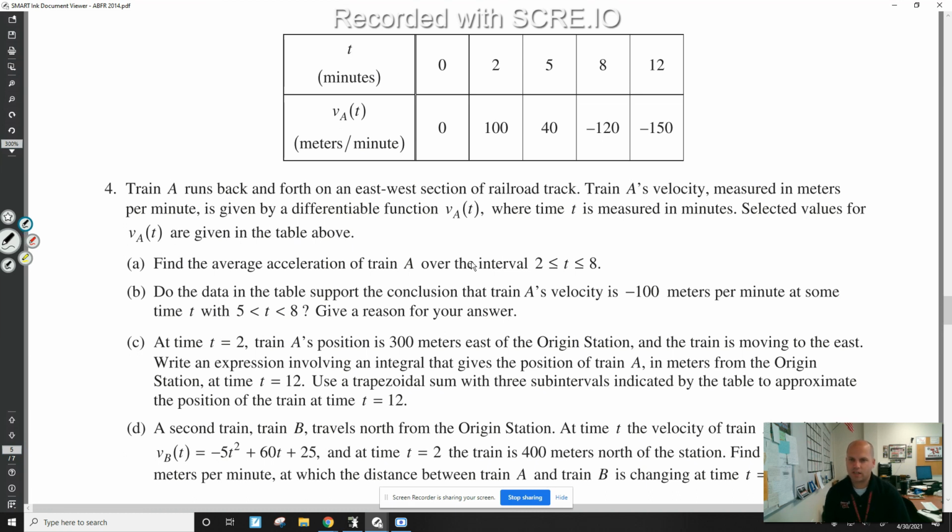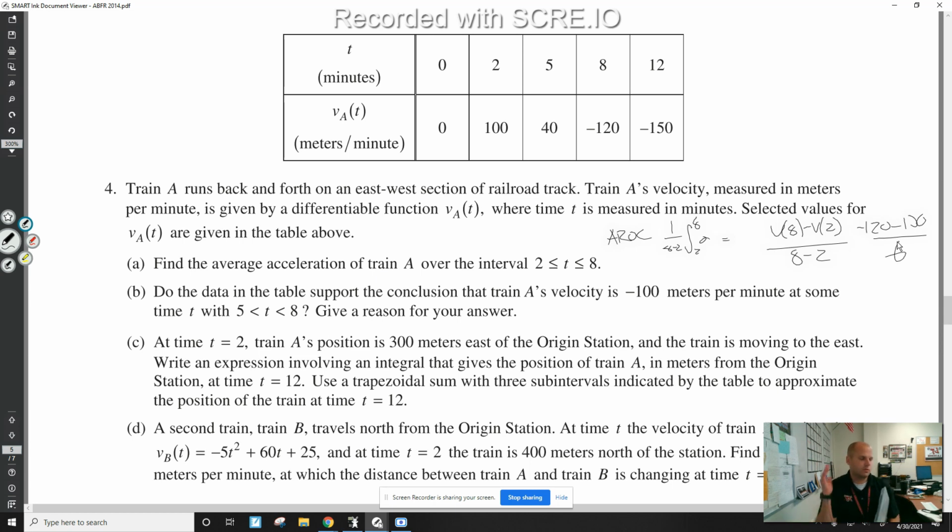What's the average acceleration of train A over interval 2 to 8? That's the average rate of change of velocity. Or you could say the average A would be 1 over B minus A times the integral from A to B of A. But to find A, you need V of 8 minus V of 2. V of 8 is negative 120 minus V of 2 is 100, over 6. I'm not going to do that. You don't have to do that. I'm just going to leave it like that.